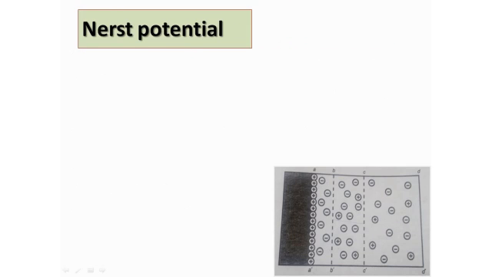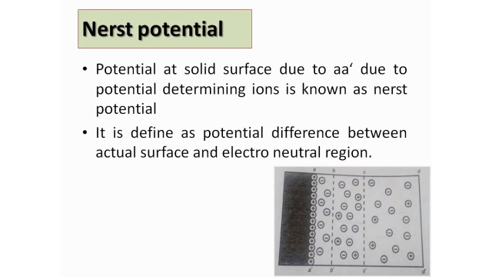Now the concept of Nernst potential. What is Nernst potential? Simple. If we put one electrode here, the potential at the solid surface due to the layer A prime, which is also known as the potential determining ion, is known as the Nernst potential.